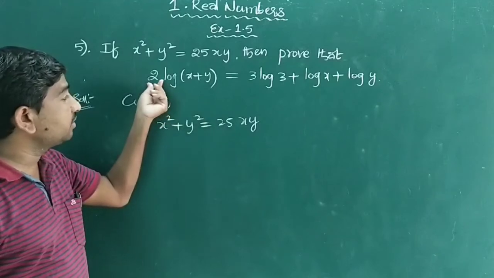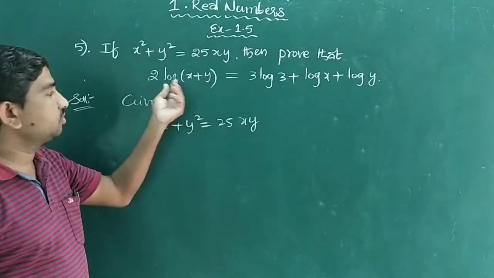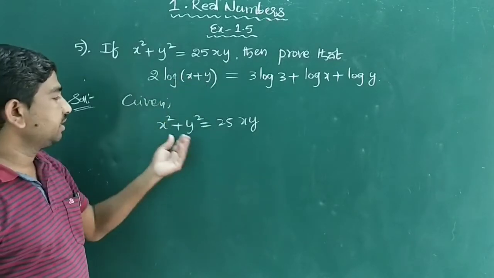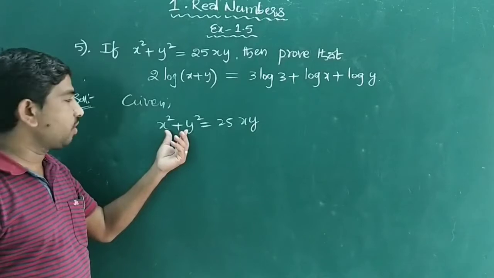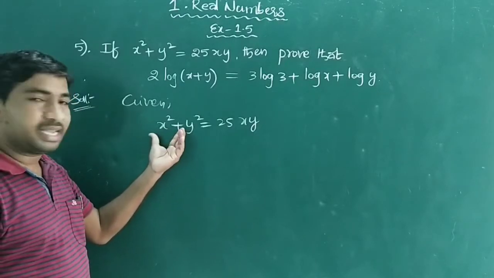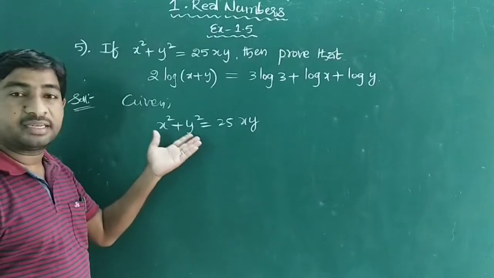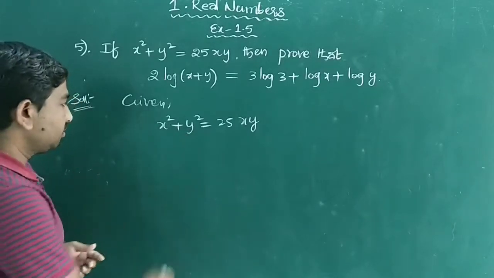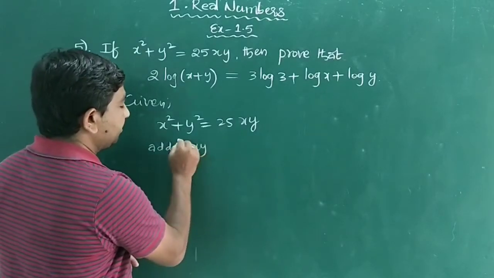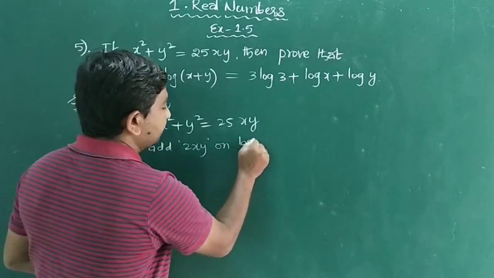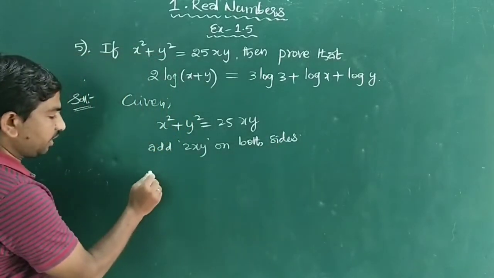We need to get 2 into log of (x plus y). See here, the left side value is an incomplete perfect square. To complete this, we need to add 2xy on both sides. So add 2xy on both sides. Then what will you get?